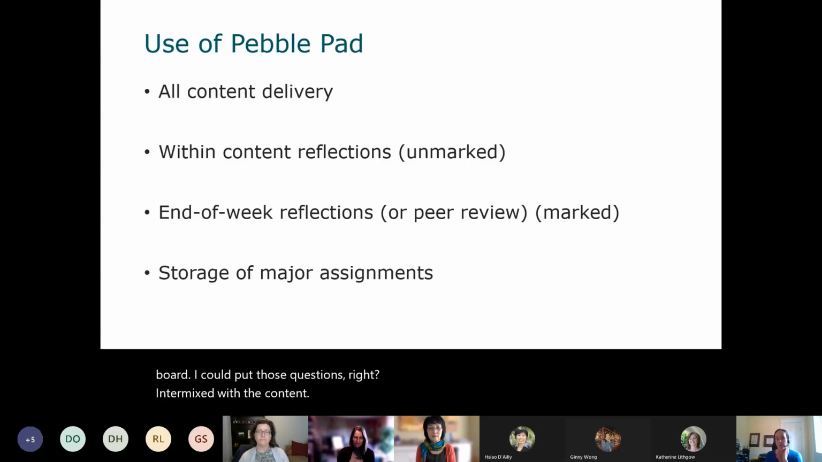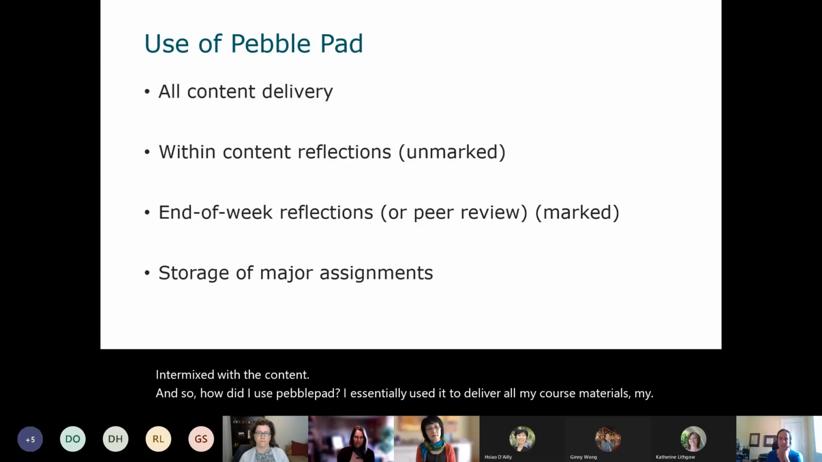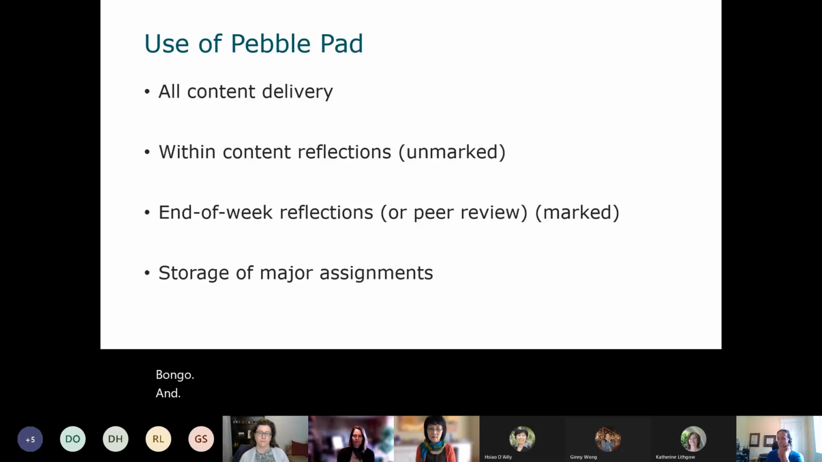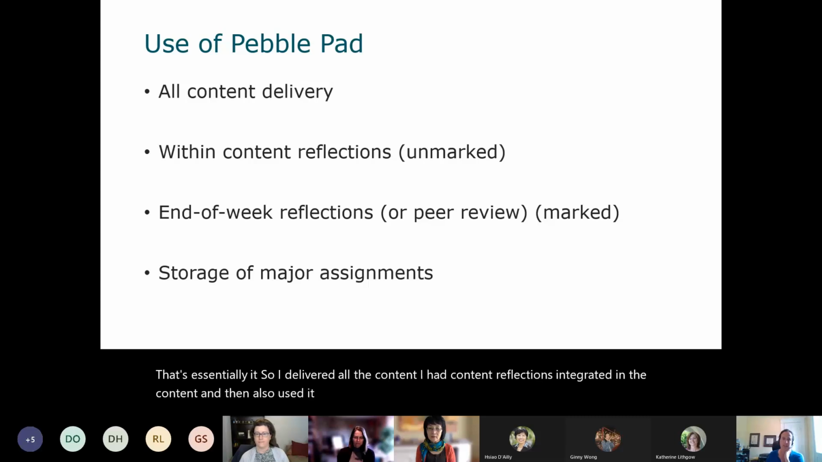And so how did I use PebblePad? I essentially used it to deliver all my course materials. My Learn site was really used to link out to PebblePad, and to submit video presentations through Bongo, and that's essentially it. So I delivered all the content. I had content reflections integrated in the content, and then also used it to submit the end of week reflections or peer reviews. The latter were marked, the former were not.